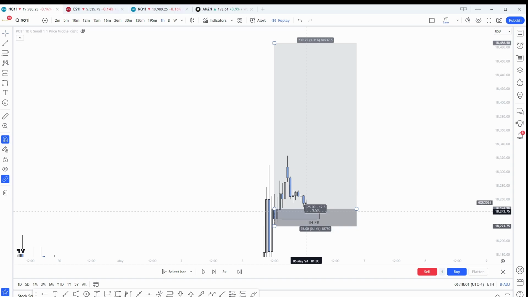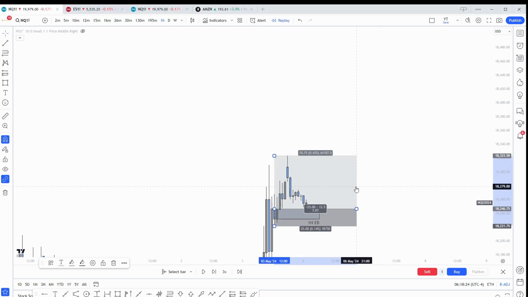So what can we notice here? Once price pushes down into this range, into this equilibrium block, notice how we get our expansion back up. With that being said, very much likely, the very least we will see is price give us a push back up to about 18,323 for a 3.07 risk to reward.